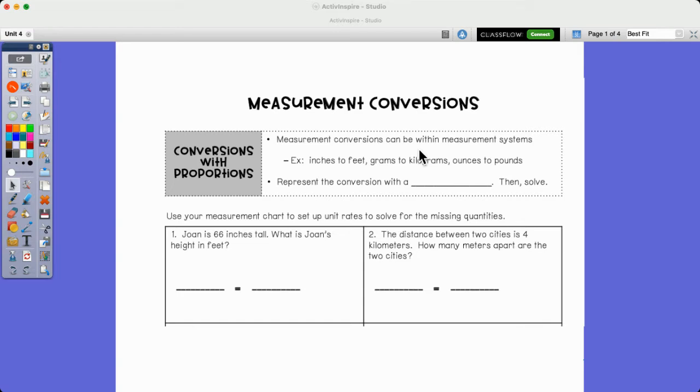We are doing measurement conversions. So go ahead and take out your notes and let's get started. Okay, measurement conversions can be made within measurement systems. For example, inches to feet, grams to kilograms, and ounces to pounds.